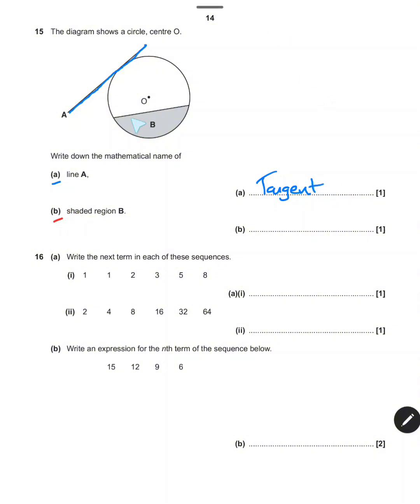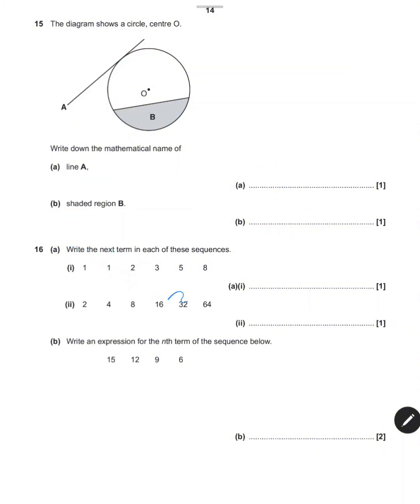Part B, we're looking for this shaded region B. That there is called a segment. Question 16, we're looking at a sequence, so we need to figure out what's the next term.